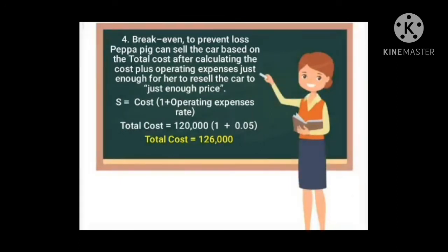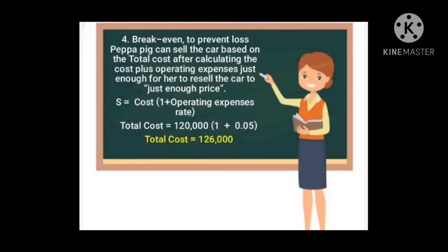Since Peppa Pig wants a 10% profit and the buyer also wants a 10% discount, to prevent loss, Peppa Pig can sell the car based on the total cost after calculating expenses, just enough for her to resell the car. So our formula will be total cost or selling price is equal to purchase price of the car or cost times (1 plus operating expenses rate).